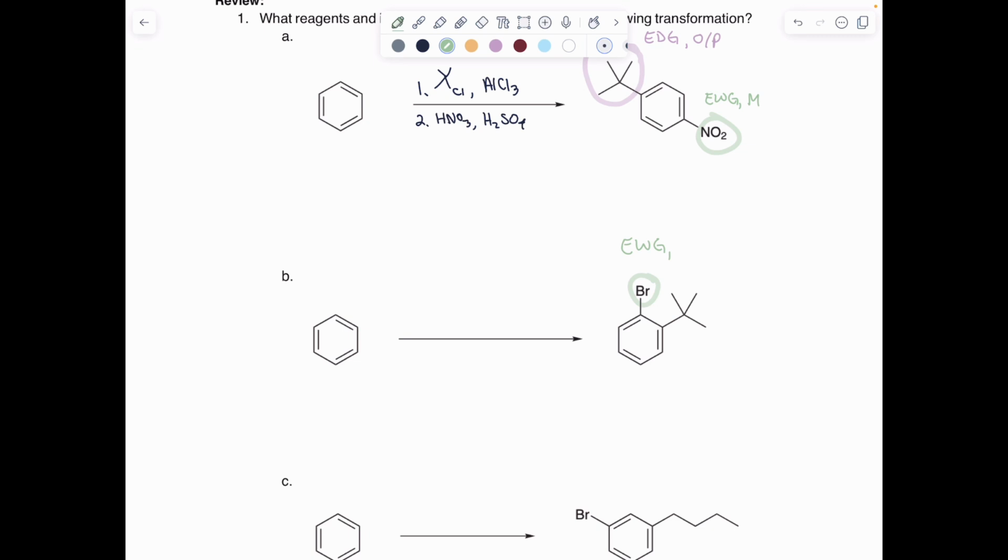But it is the exception to the directing effects rule. If it's any of the halogens, they are going to direct ortho-para, and that's because of their minor resonance contributors. If you were to resonate the lone pairs on the bromine into the ring, you would see that the lone pairs end up in the ortho and para positions, which make it an ortho-para director. And then the tert-butyl group, same as before, is an electron donating group, and it directs ortho-para.